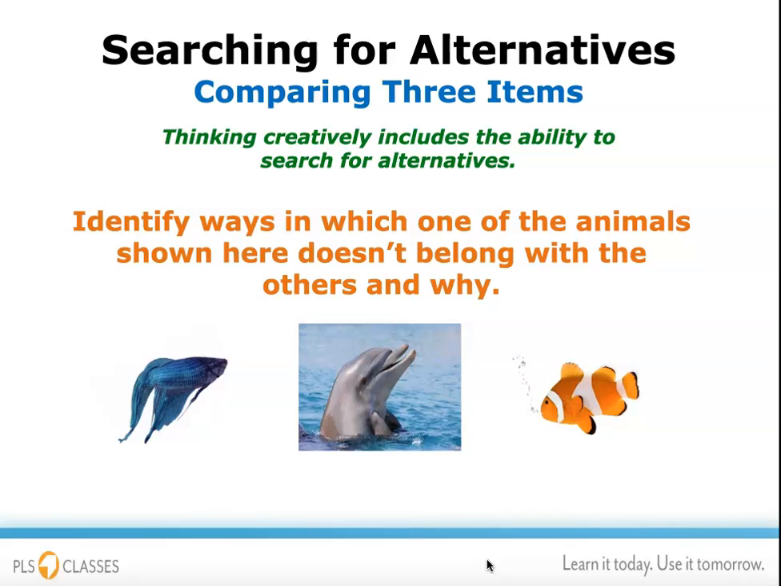The dolphin is gray. The other two are colorful. The dolphin can't be kept in your home. The other two can. The betta has not been in a movie. The dolphin and clownfish have.